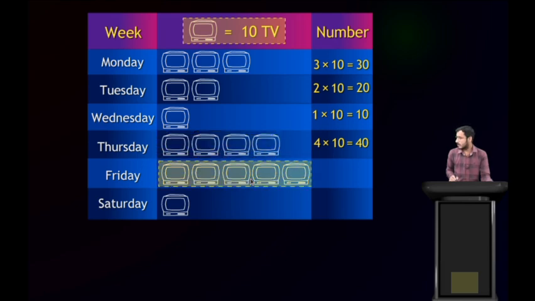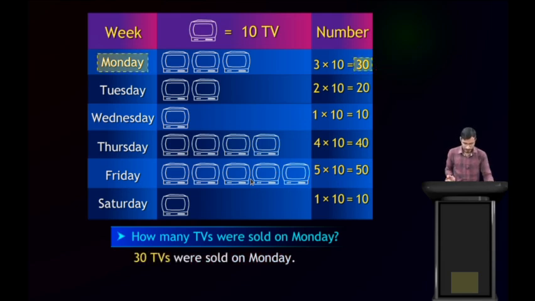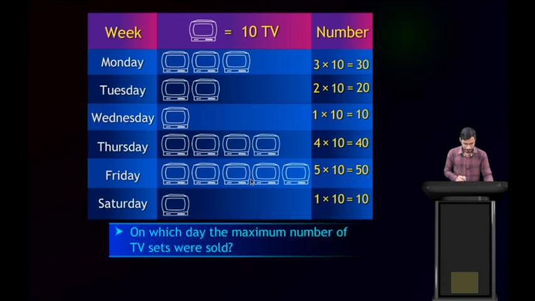And Saturday will be only 10. Now students, can you tell me how many TVs were sold on Monday? Yes, you can see the number of TVs sold on Monday is 30. So 30 TVs were sold on Monday.